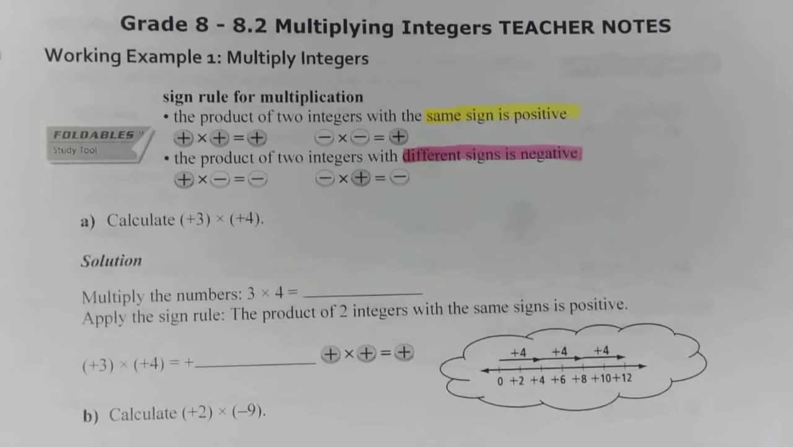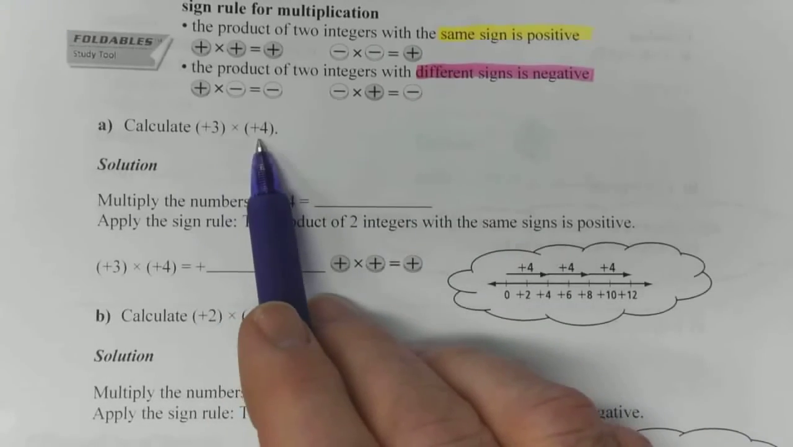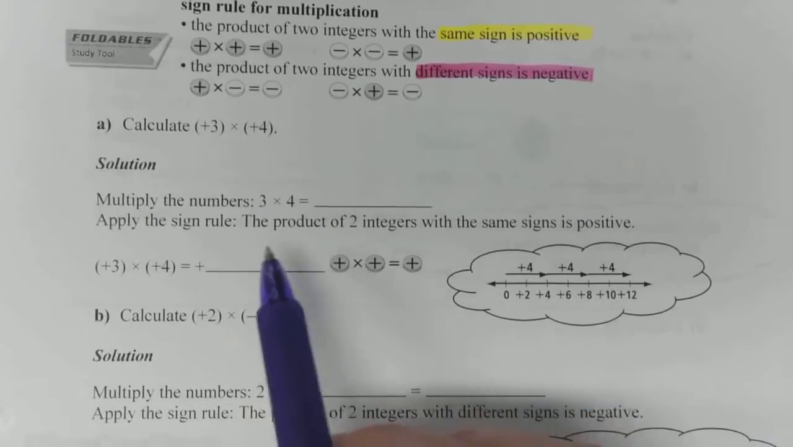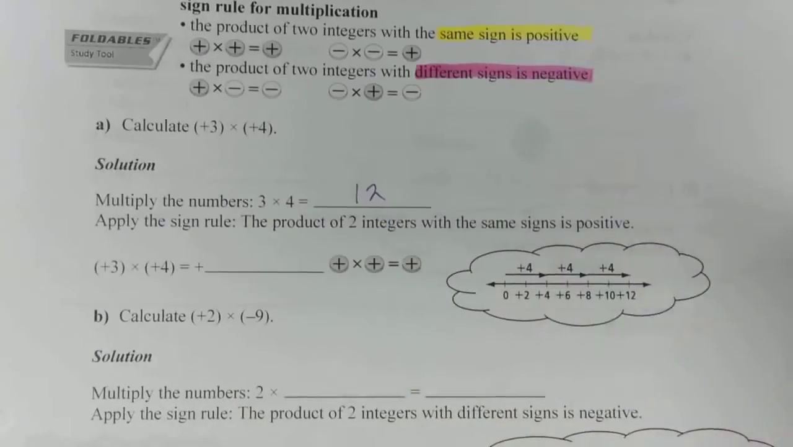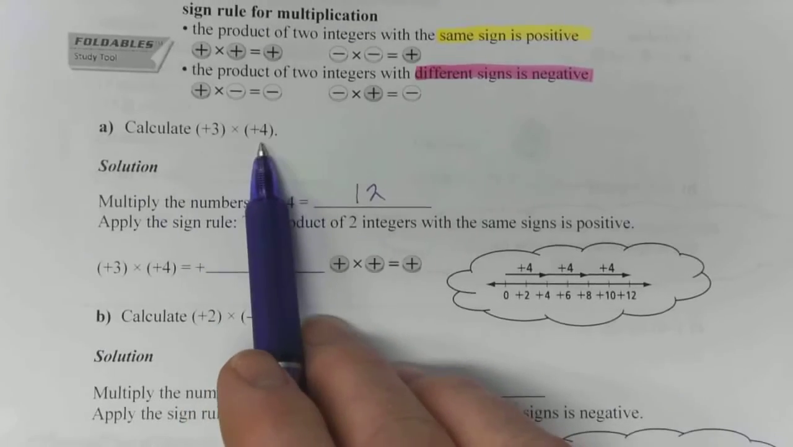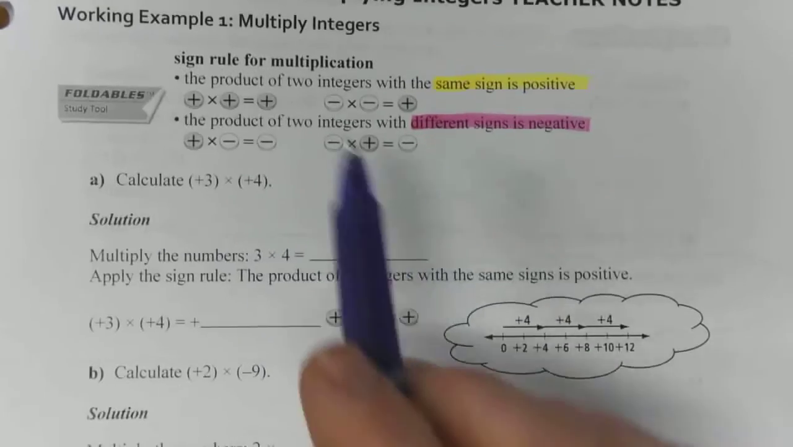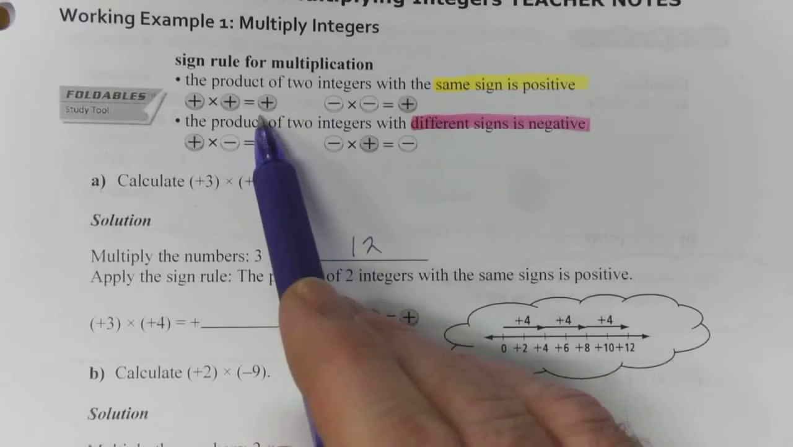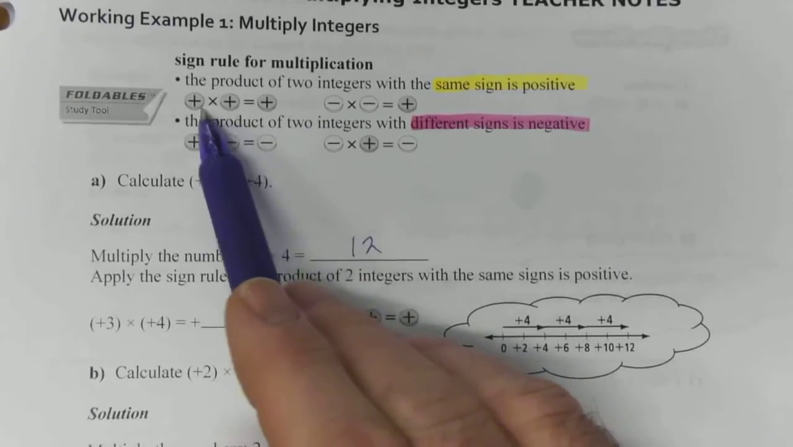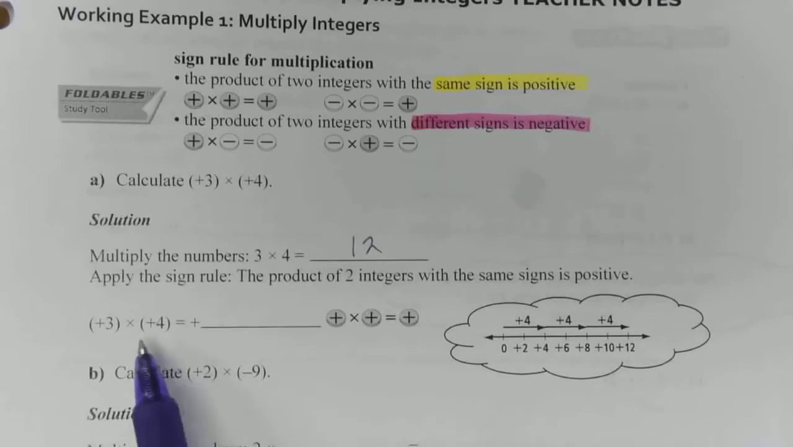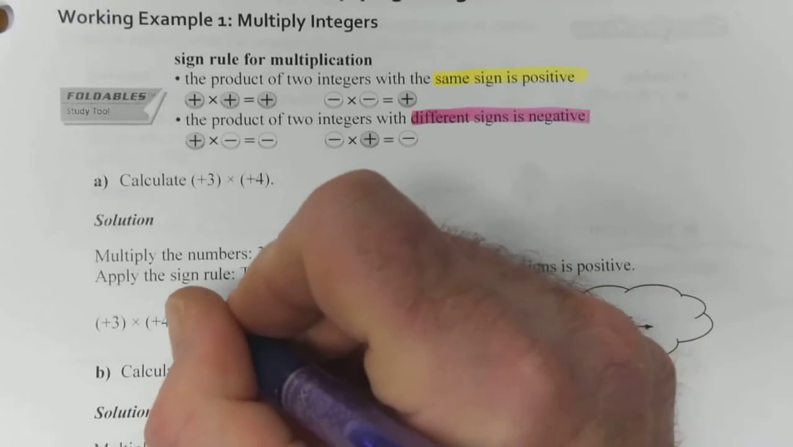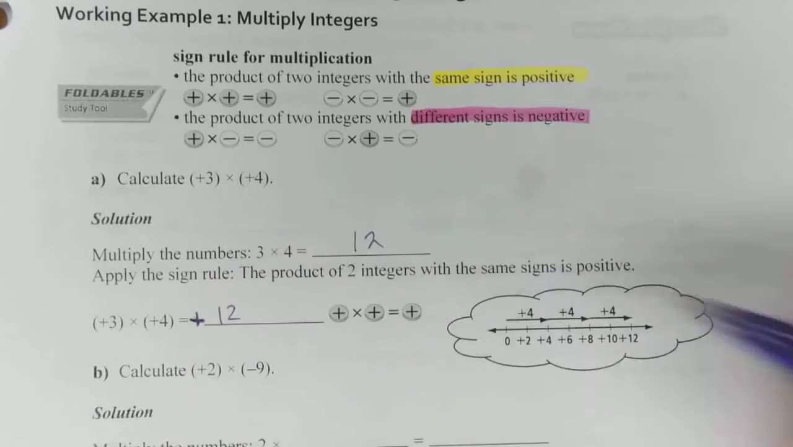So, for instance, example A, calculate positive 3 times positive 4. Well, 3 times 4 we know is 12. Positive times a positive, well, let's look at the rules quick. Positive times positive equals positive. We know that they're the same, so they're friendly. So it's positive. So, positive 3 times positive 4 becomes positive 12.